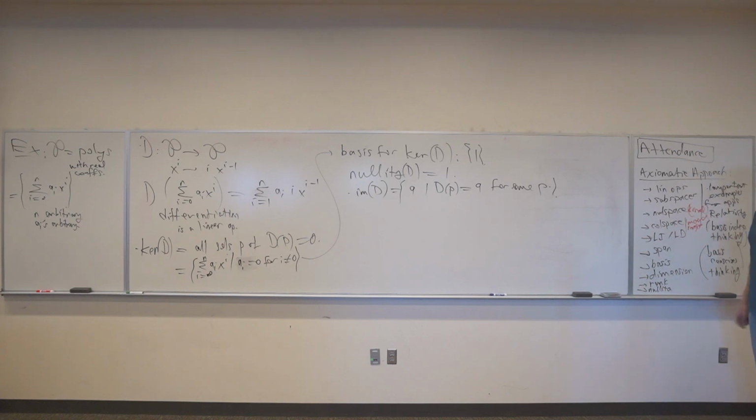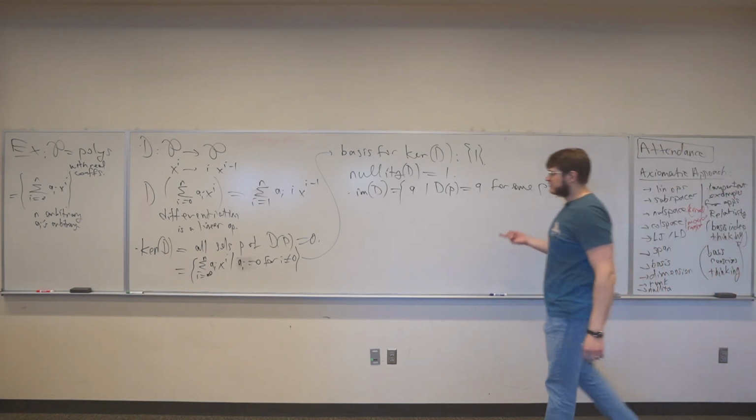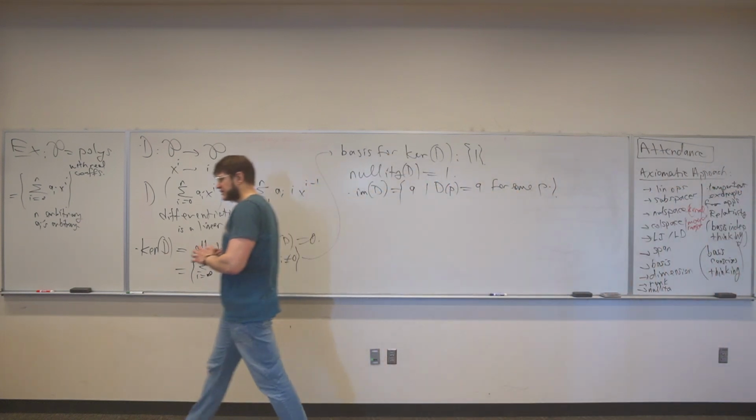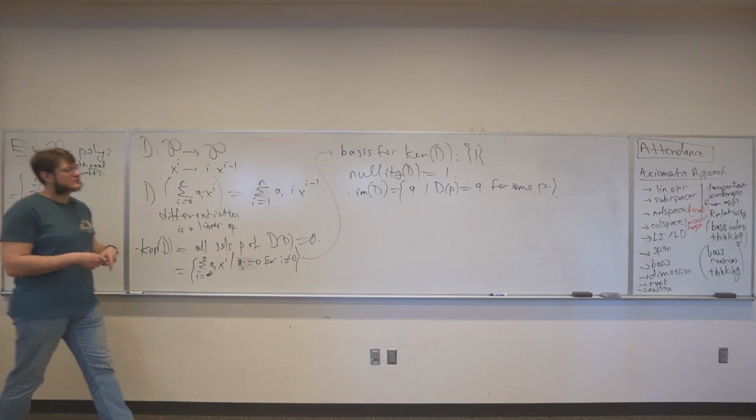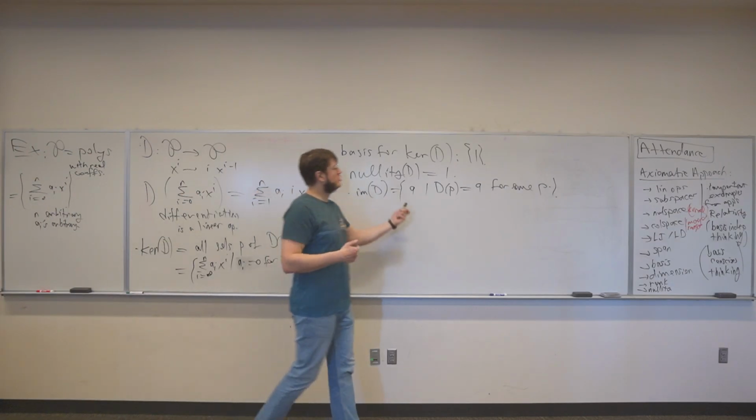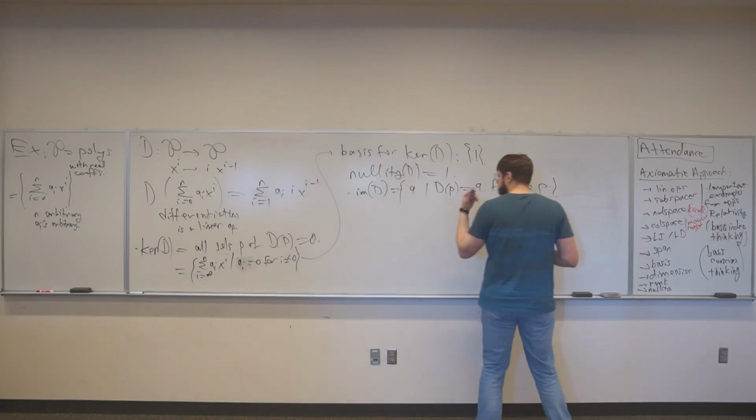Okay? Maybe I should ask you, what is the image in this case? Any guesses? Is it the set of all polynomials? It's everything. Because, calculus, whatever, you can basically integrate the q to get an antiderivative, right?